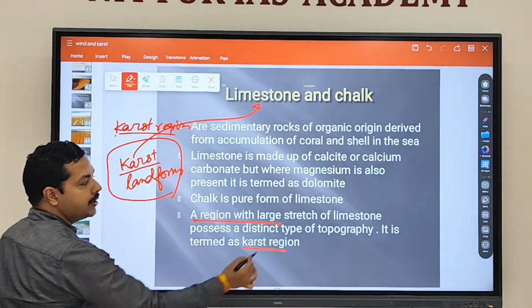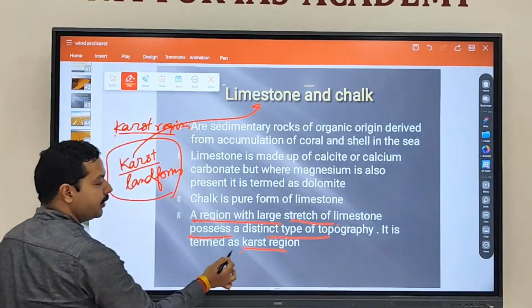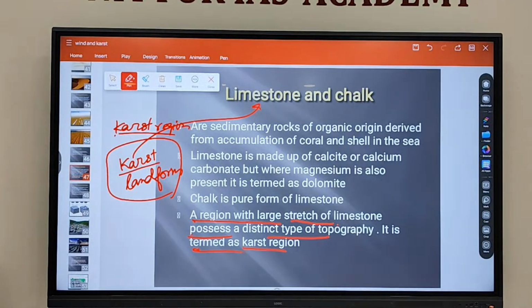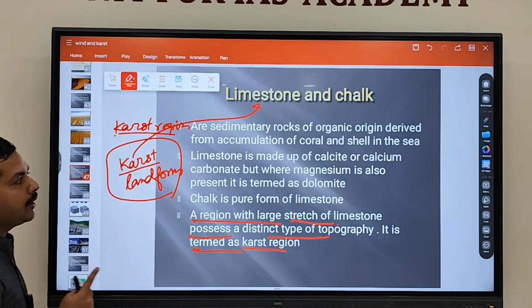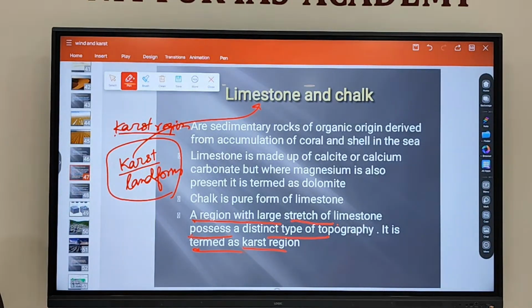What is the definition? A region with a large stretch of limestone possesses a distinct type of topography, and this type of region is referred to as a karst region. Fine. So any region where the rocks are made up of limestone and chalk is referred to as a karst region.